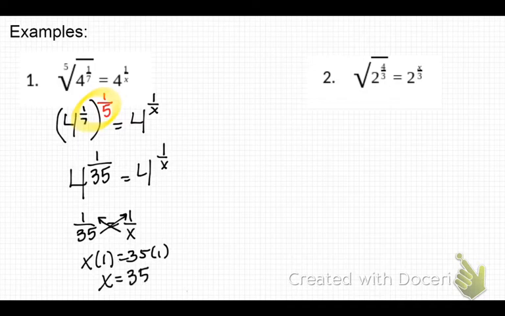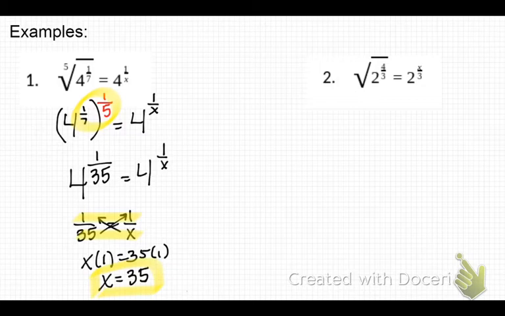35, good. And sometimes I don't have to cross multiply. That is mathematically and algebraically correct, but if I look, do you see how my numerators are the same? That means 1 equals 1. Then what must x equal? 35, and that's what I got when I cross multiplied it. So x equals 35 is my answer.